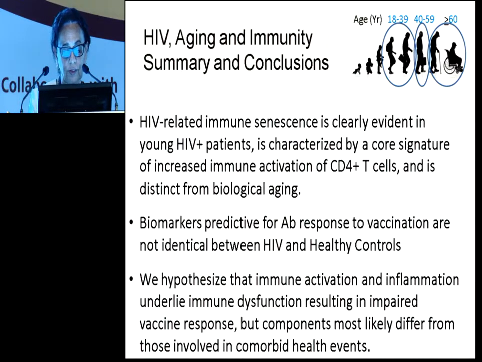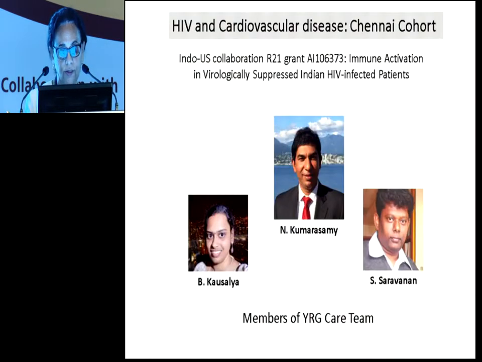of factors that lead to altered immunity are most likely different from those involved in comorbid health events like the cardiovascular and the other aging-associated events. So the next component of this presentation is HIV and cardiovascular disease.